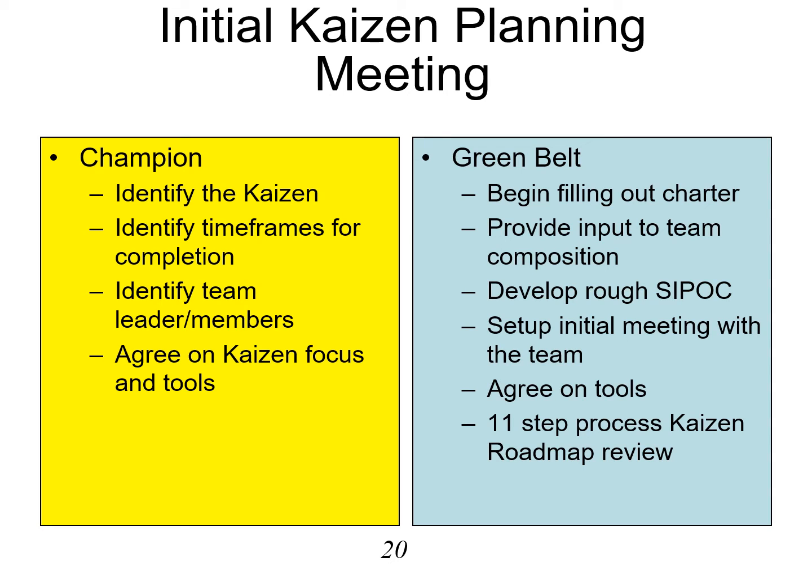Initial Kaizen planning, here's what you should do. Champion needs to identify the Kaizen, time frames, team members, and agree on the tools. The green belt starts by filling out the charter, providing input to the team, develop a rough SIPOC, set initial meeting with the team, agree on tools, and the 11-step process.